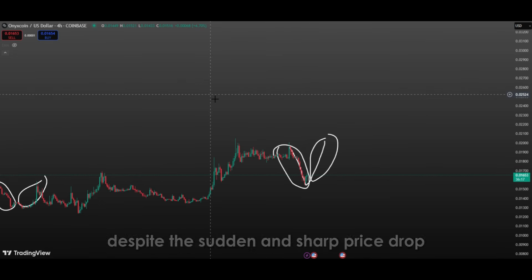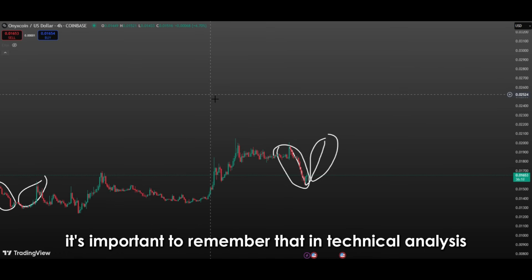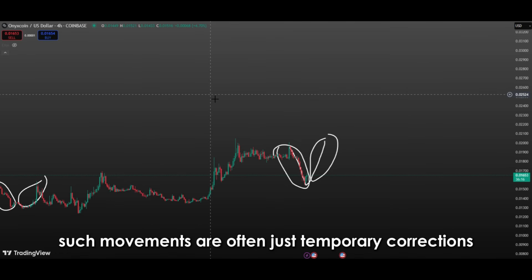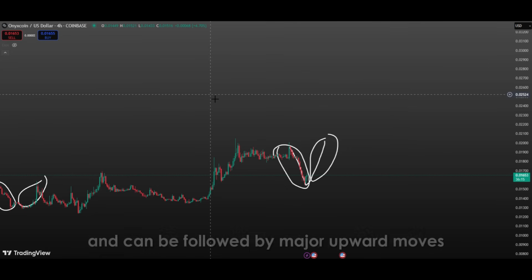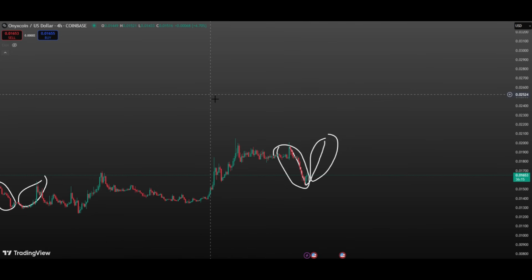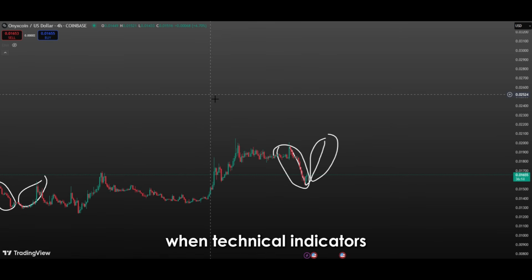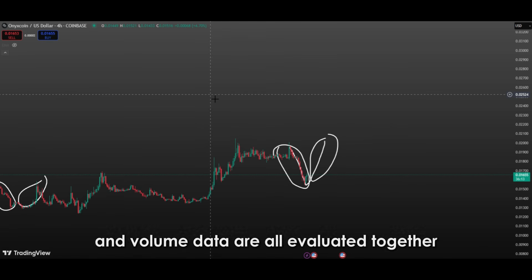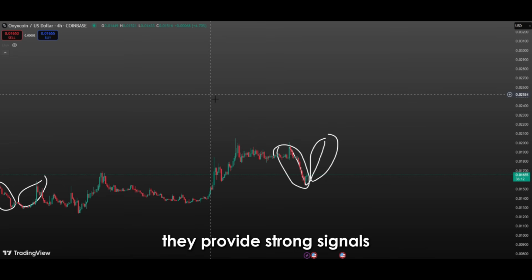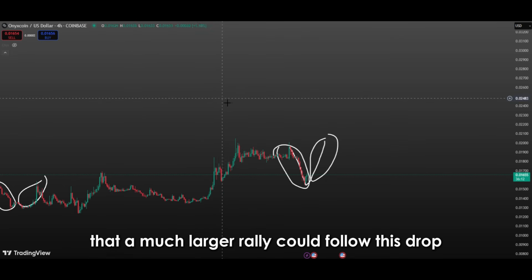To summarize, despite the sudden and sharp price drop, it's important to remember that in technical analysis, such movements are often just temporary corrections and can be followed by major upward moves. The current decline may also signal a significant opportunity. When technical indicators, support levels, historical price behavior, and volume data are all evaluated together, they provide strong signals that a much larger rally could follow this drop.